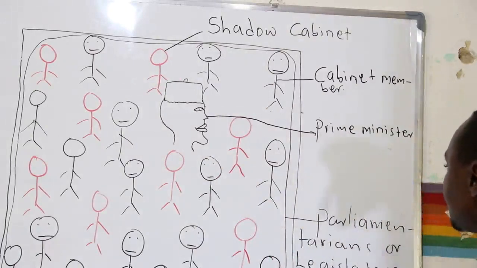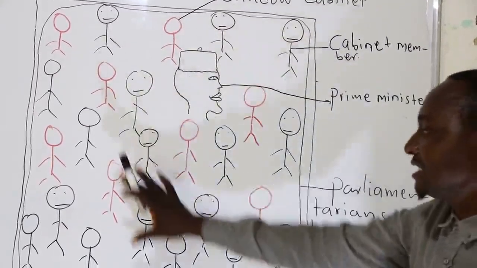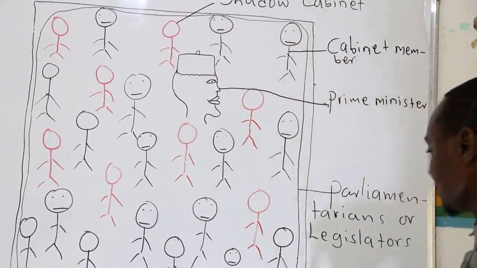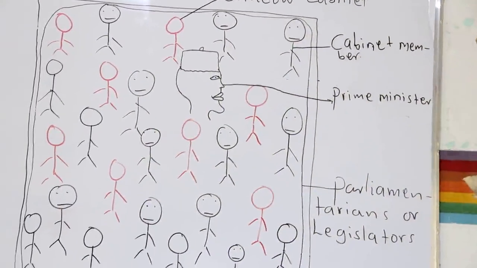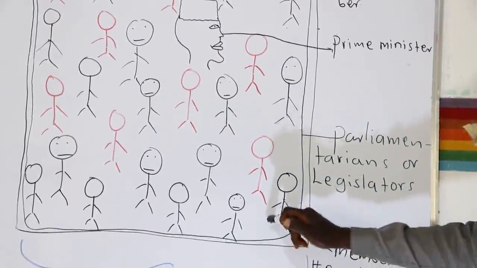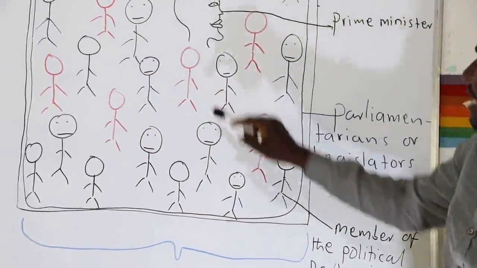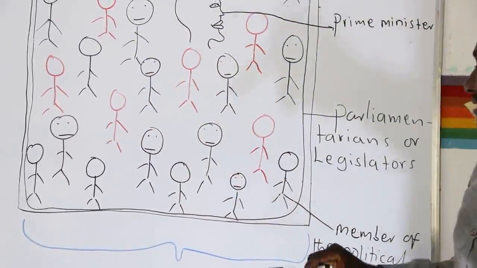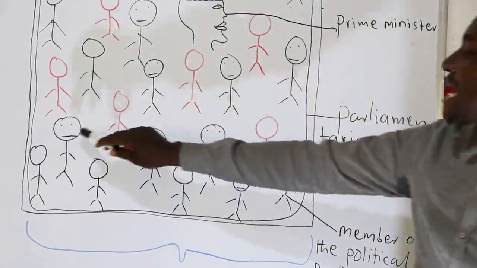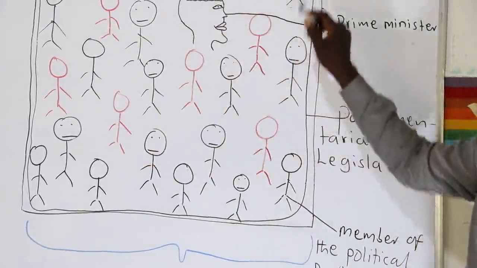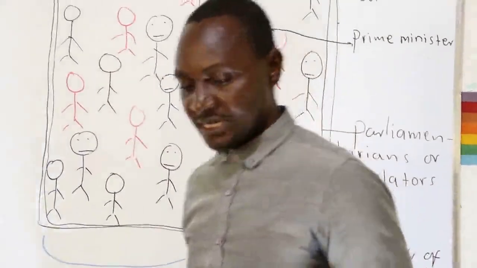Then we have the parliamentarians or legislators. All of them in this place are parliamentarians and they are legislators. They legislate and they make laws for the land. And then we have members of the political party with the highest number of votes. I just pick one to represent these other ones. You can see they don't have mouth, they don't have eyes. Even though they are part of the political party with the highest number of votes, they are not cabinet members. They are not having eyes. I just decided to differentiate them that way. Alright, so the whole of it is the parliament.